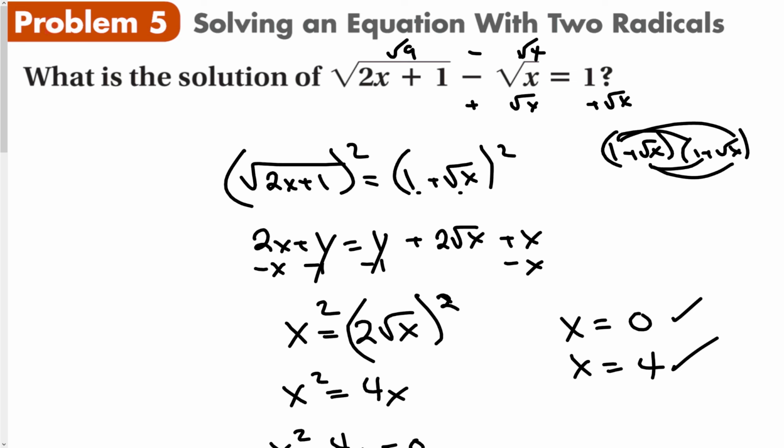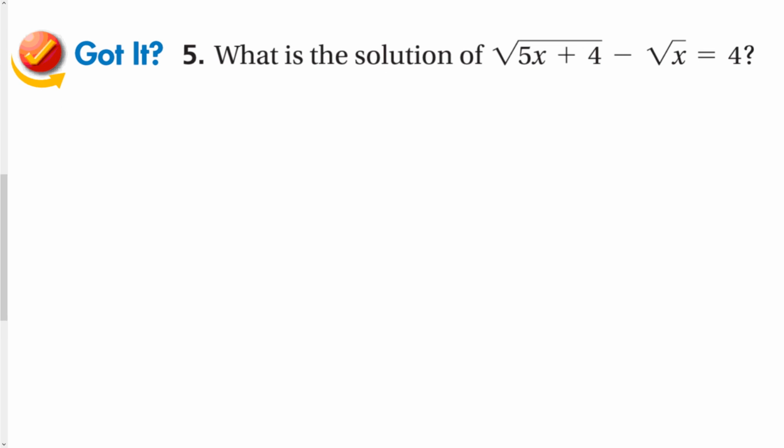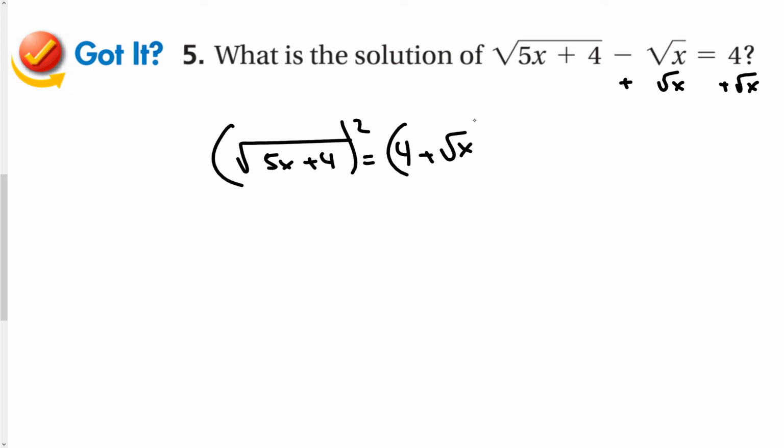Okay, let's try another problem. Again, isolate the more complicated radical. So I'm going to add the square root of x to both sides. So we have the square root of 5x plus 4 is equal to 4 plus the square root of x. Squaring both sides gives me 5x plus 4 is equal to 16, 4 squared, plus 8 radical x, the middle term, plus x.